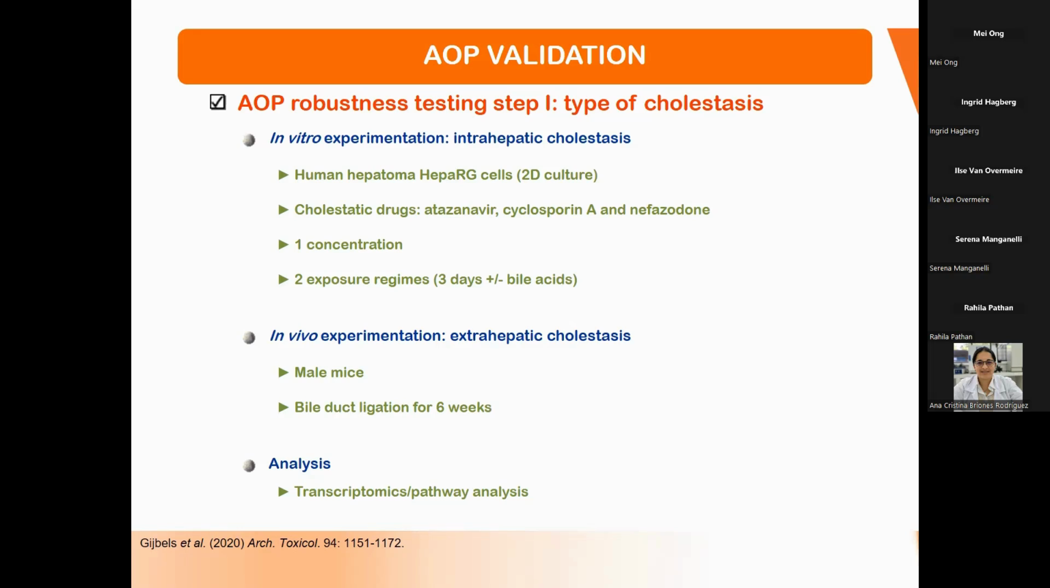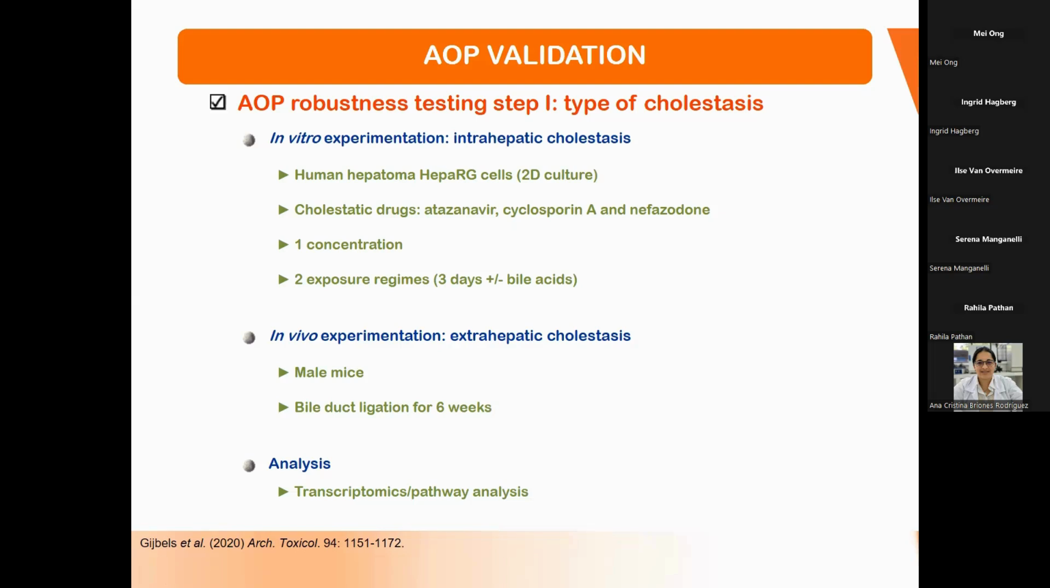So we wanted to check here if the AOP that we came up with can be applied to both types of cholestasis. The way we have been doing this was modeling in vitro and partly in vivo. The in vitro setting was a very simple HepaRG cell culture. I do not know to what extent you're familiar with that, but it's now considered one of the, let's say, benchmark in vitro models for testing cholestasis.